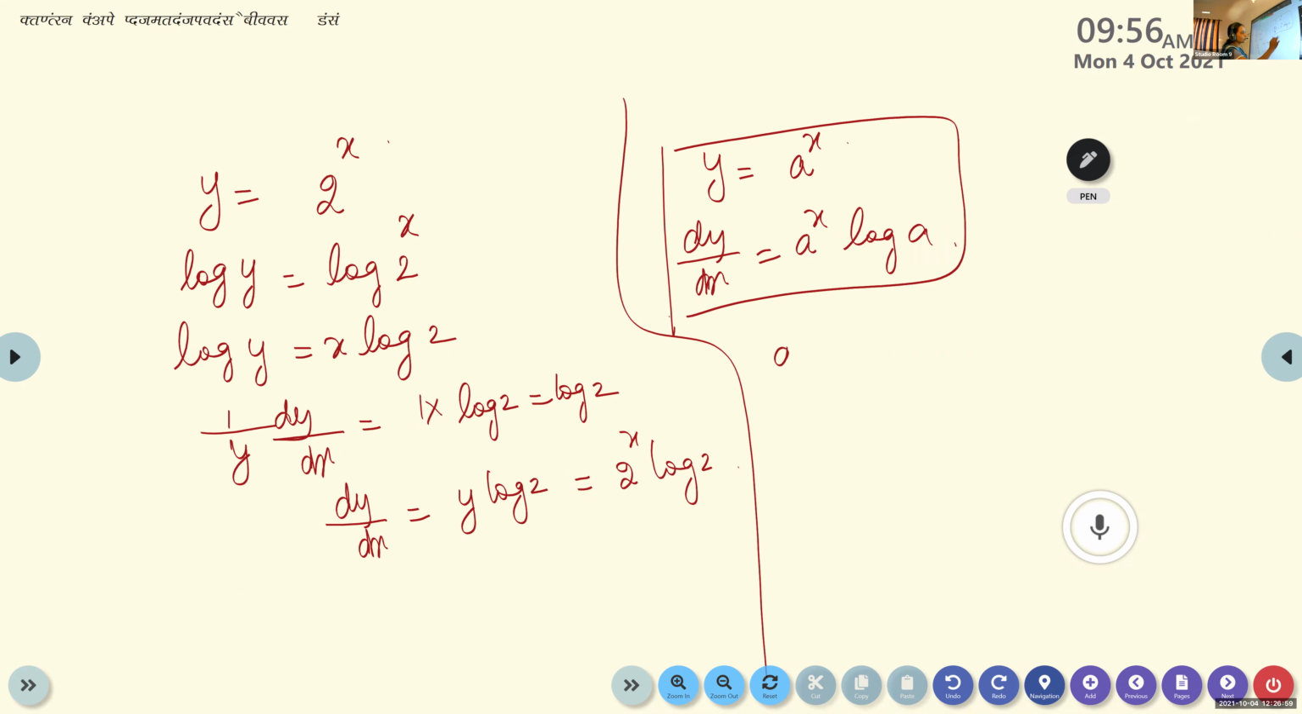So we have learned one more formula. Suppose y is x raised to x. What is dy by dx? What is the derivative of x raised to x? Yes, what is the formula we have learned? X raised to x.